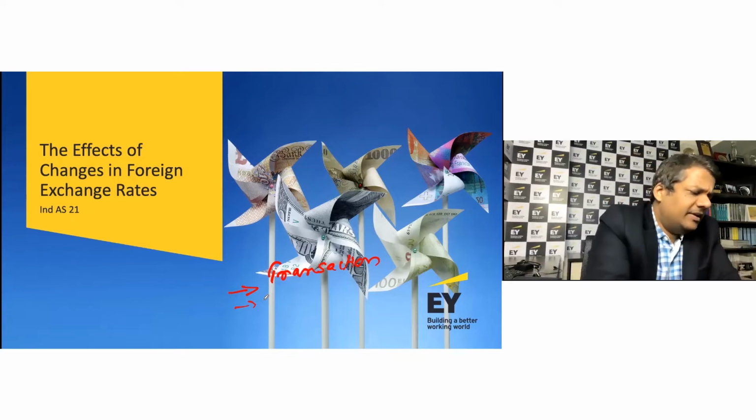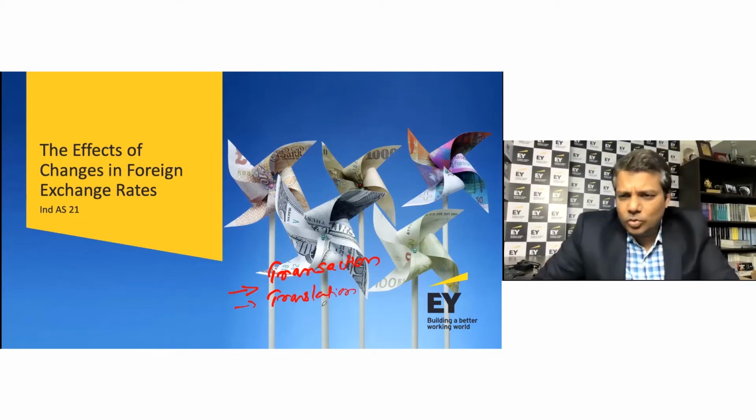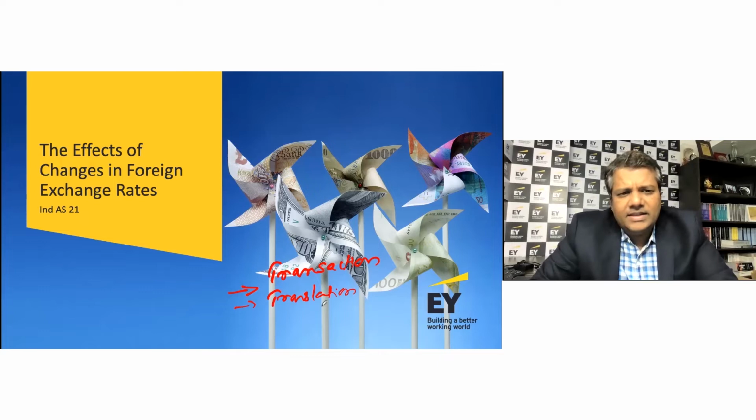Then the second level where we need the involvement of this standard is at the translation. So one is at the transaction level, the second is at the translation level. And the meaning of the translation is that many times you as a company have operations in multiple jurisdictions. You have operations in India, in US, in UK, in any other country, and as I said, every country has their own currency.